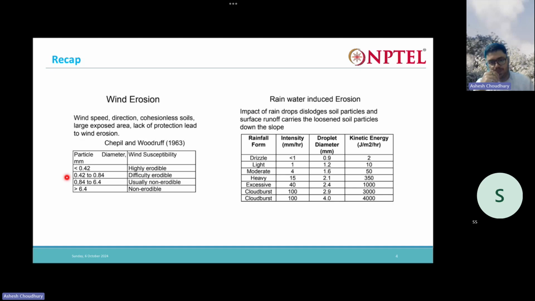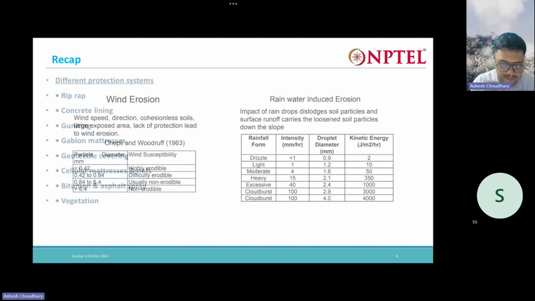But if you are having a heavy rain, you can see the kinetic energy that rain is imparting in a location per meter square per hour is also getting higher. So this kinetic energy is getting transferred to the soil particles, and soil particles get disturbed and then get eroded out. So this is how rainfall induced erosion happens.